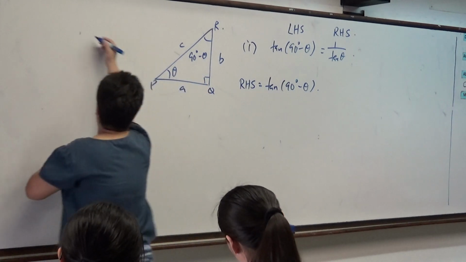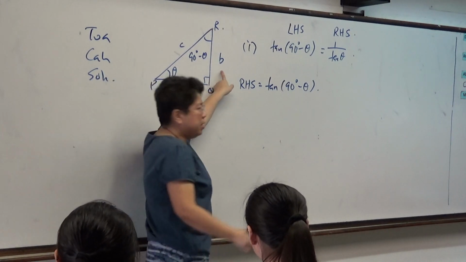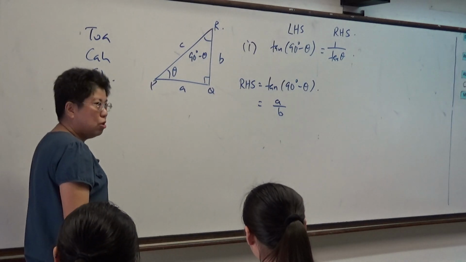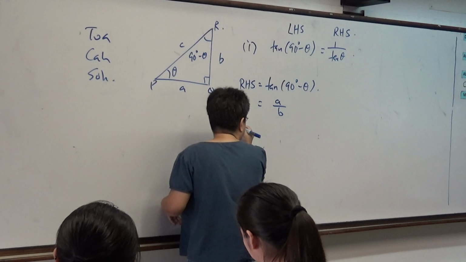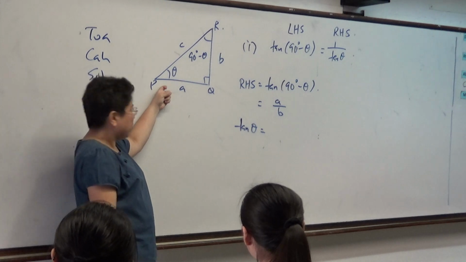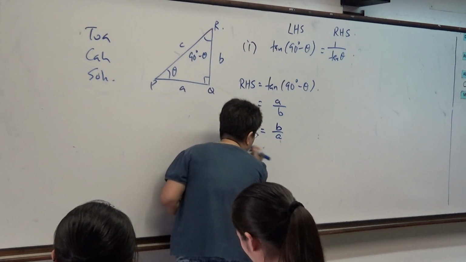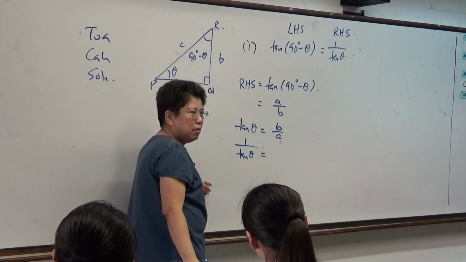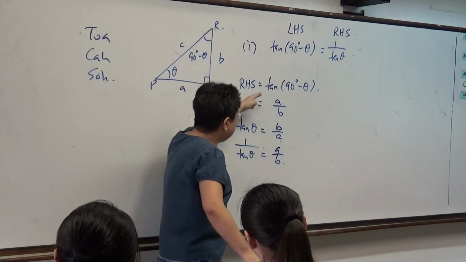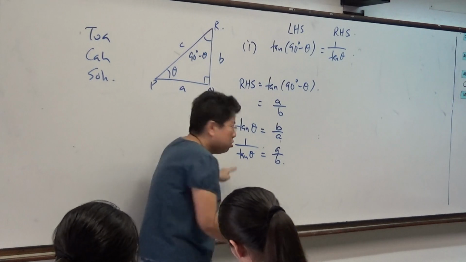Tangent of this, I write for class here so that you see better. Tangent will be A over B. Yes or no? Okay. What is tangent theta? B over A, right? Now, if I take 1 over tangent theta, what will happen? I will flip this, right? A over B. Now, can you see these two are the same already? Yes or no?